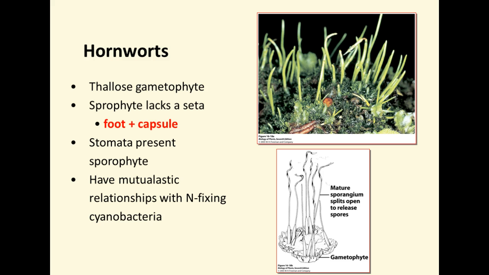And they also have mutualistic relationships with nitrogen-fixing cyanobacteria. So often, if you were to take a hornwort and maybe soak it in water, you would actually see some green algae, it's not really green algae, cyanobacteria, which is a photosynthetic bacteria. But people often refer to it as algae. So this is kind of neat. The mature sporangium basically splits. You kind of untwist in order to release those spores.